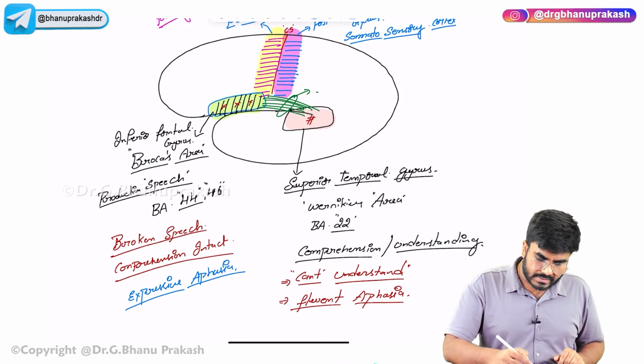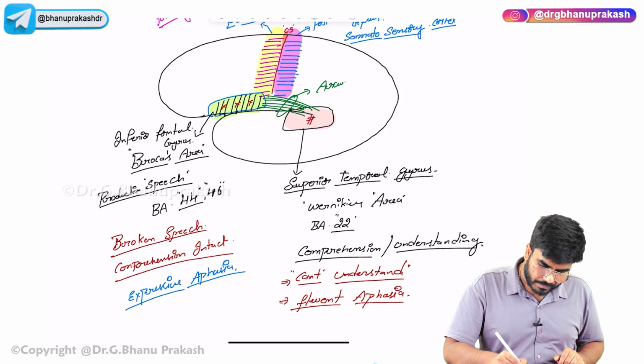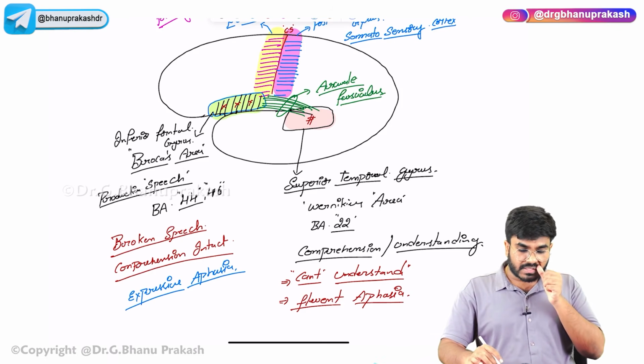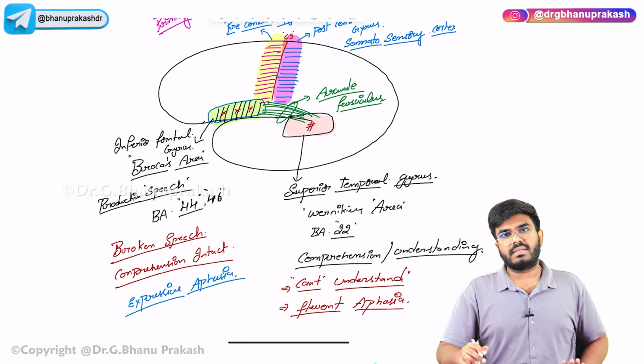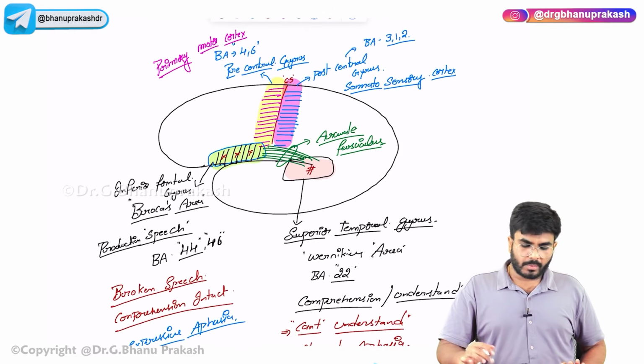Okay, these are called as arcuate fasciculus. Okay, this is called as what? Arcuate fasciculus. Arcuate fasciculus is going to connect the Broca's and Wernicke's area. Okay, so these are some important points which I want you to know.